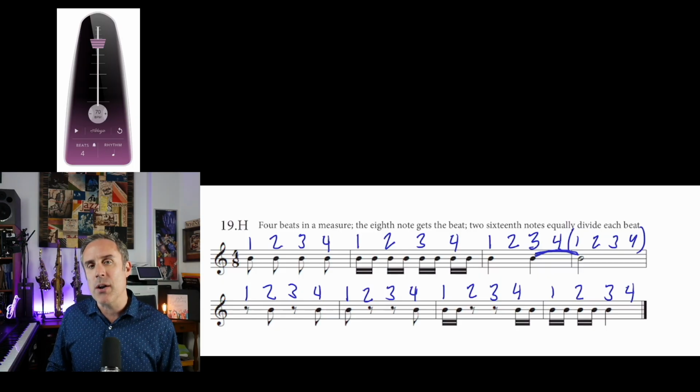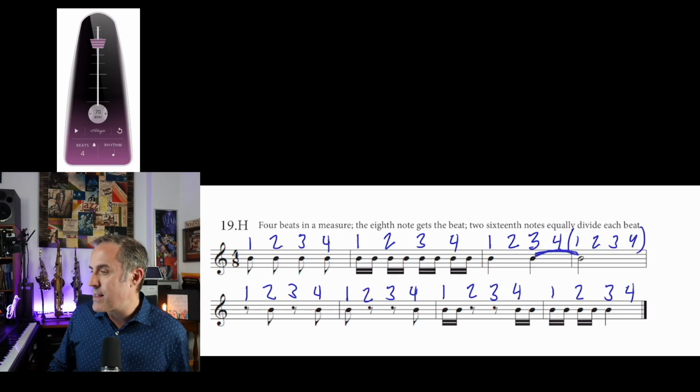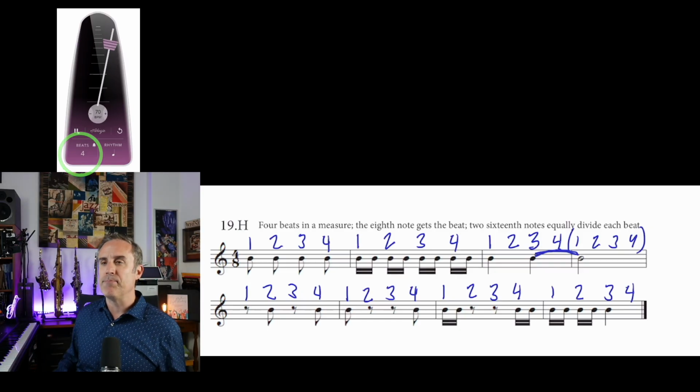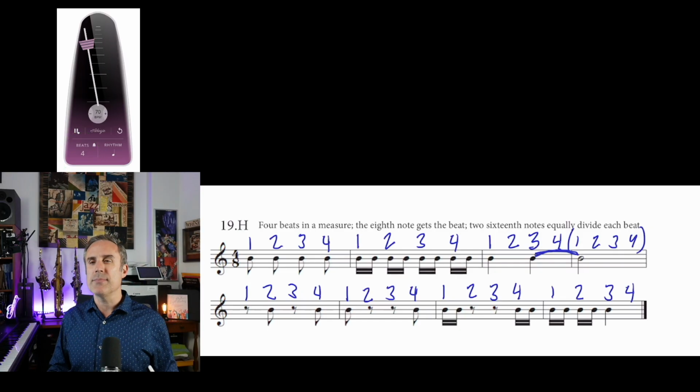And I'm going to sing it on my typical G3 pitch. I hope you'll join me. Let's get the metronome started. Here we go. Here's the G3. And I changed the metronome to 4 so that there's a little accent on the first beat of every measure. Here we go.